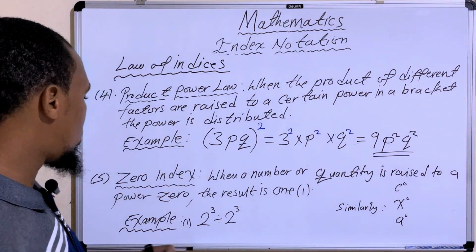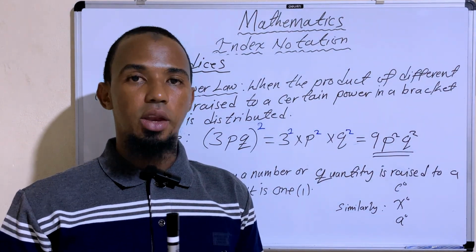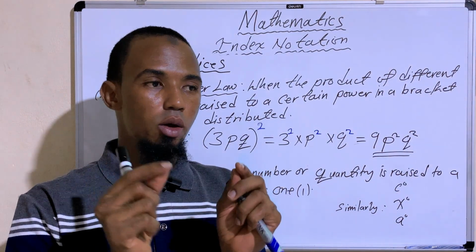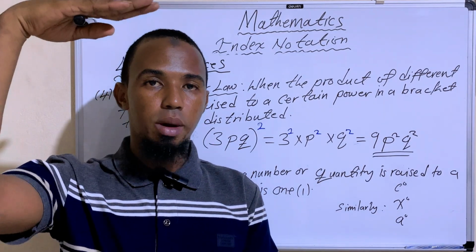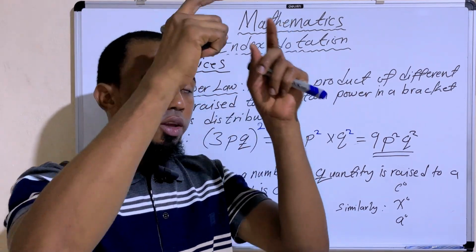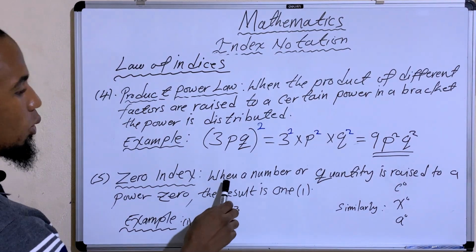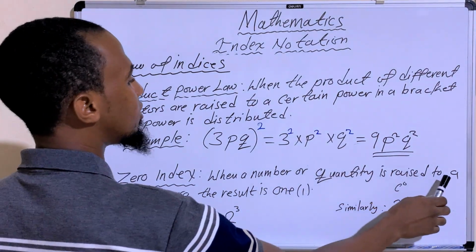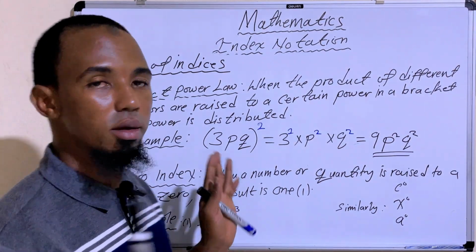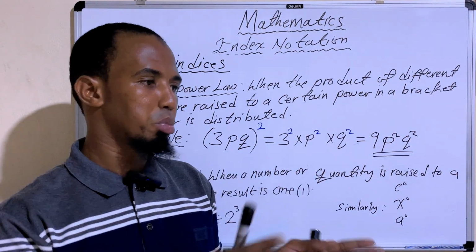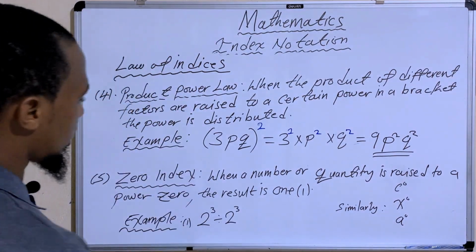Now the zero index also, it's very simple if you understand the law. It is telling you that any particular number or a letter or a variable or anything that is raised to a power 0, the result is always 1. You see, when a number or quantity is raised to a power 0, the result is always 1. It's 1. There's no need to think twice. It is particularly 1. Now let's look at this.